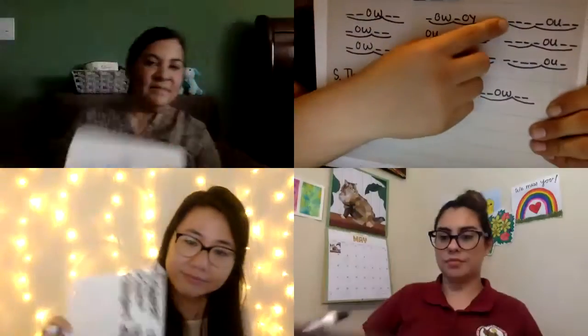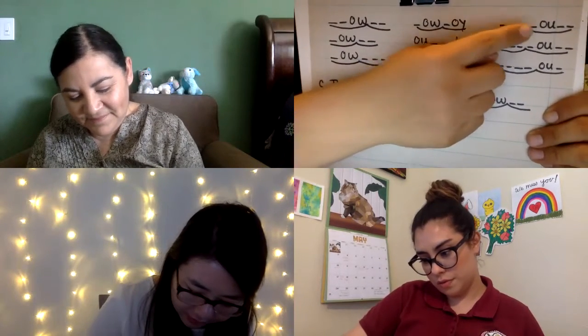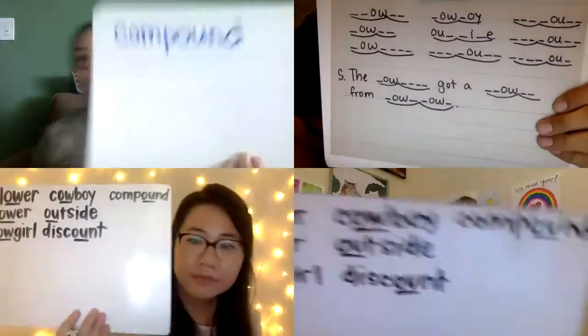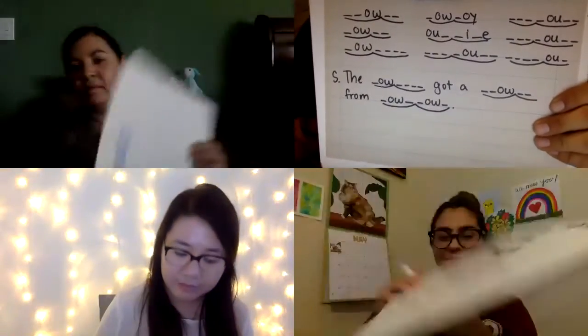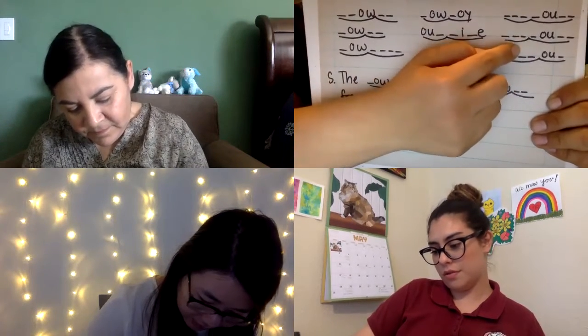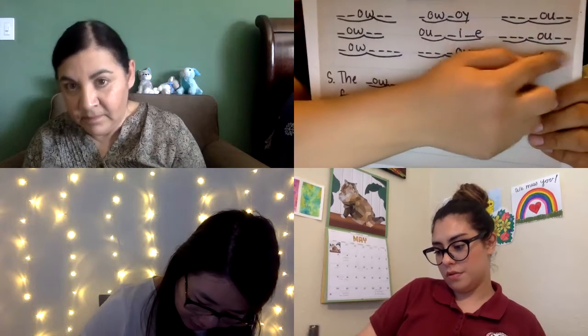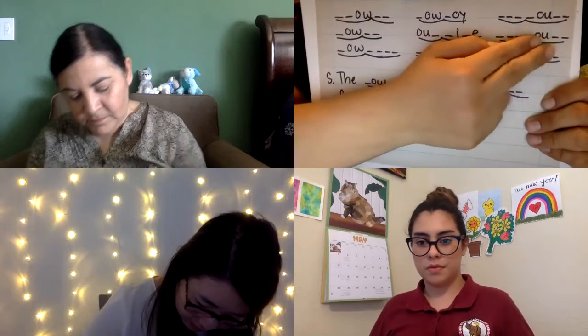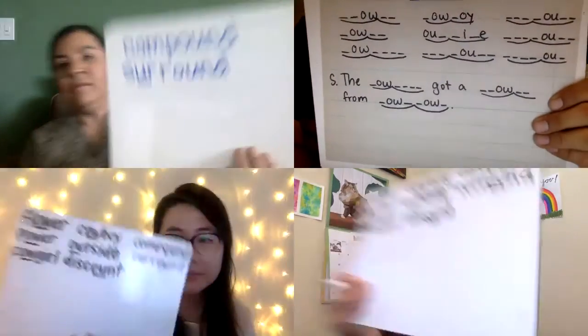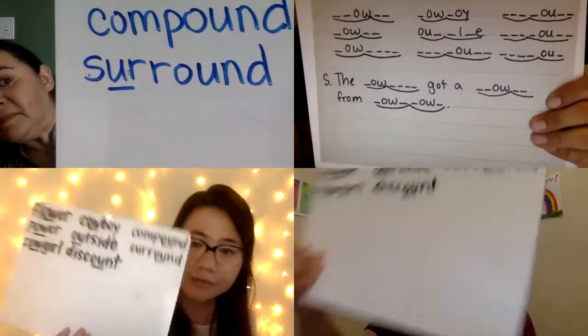Yes. Keep it up, you guys. Here we go. Next word. The word is compound. What is it? Compound, as in compound words. Compound. Go ahead, teachers. Keep it up. Here we go. Next word. The word is surround. What's the word? Surround. Sir, tricky R control vowel, you guys. Out and round. Out and surround. Go ahead. Double R, very nice. And it's a UR, R control vowel.